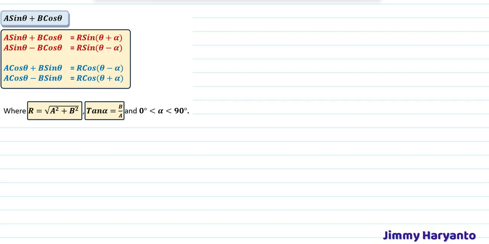Yeah, it will always be b over a if you write the forms correctly. It cannot be a over b. And then the alpha will always be between 0 and 90 degrees.